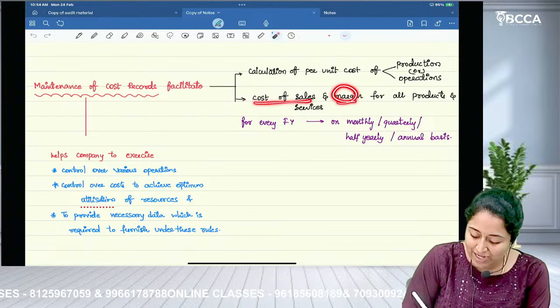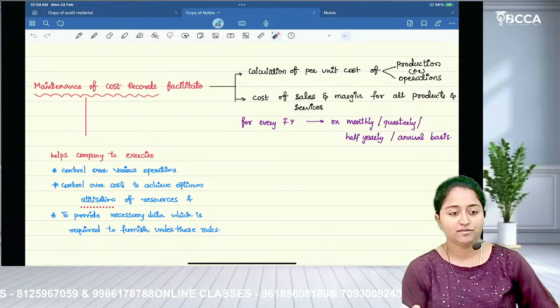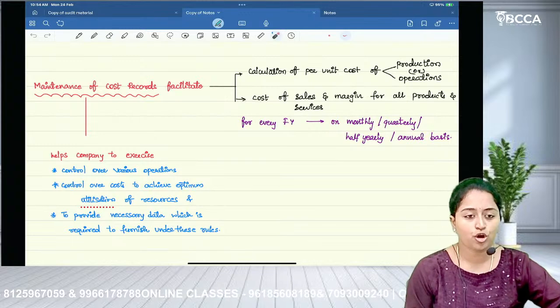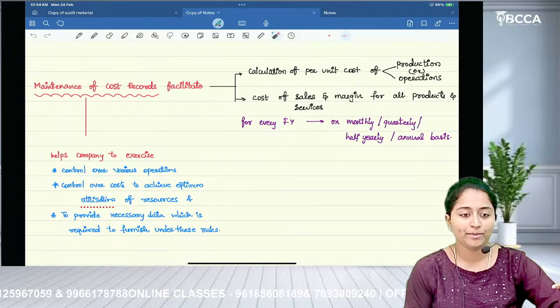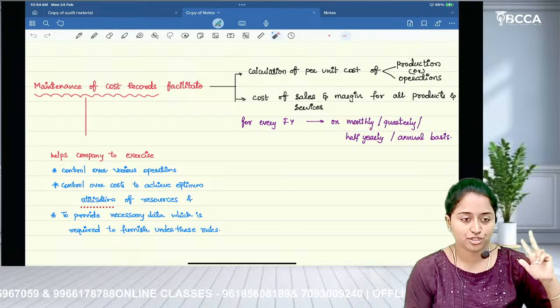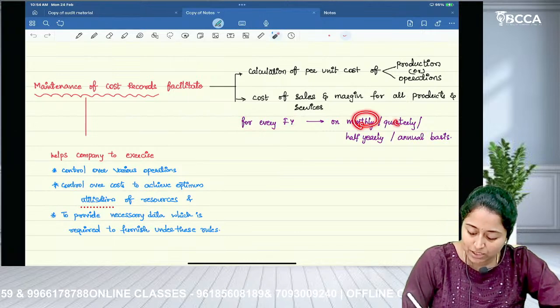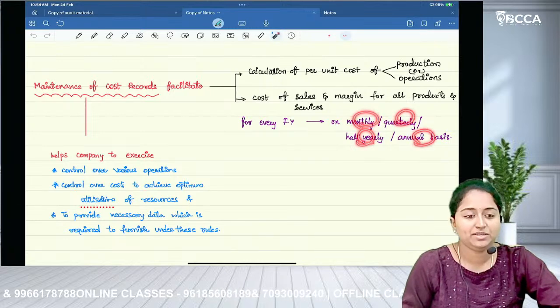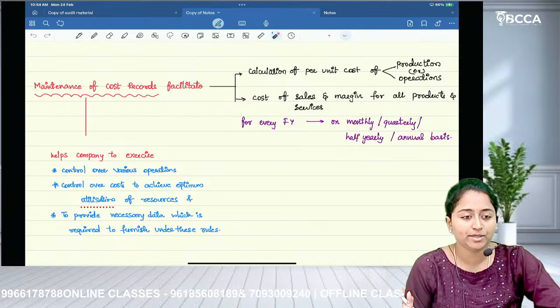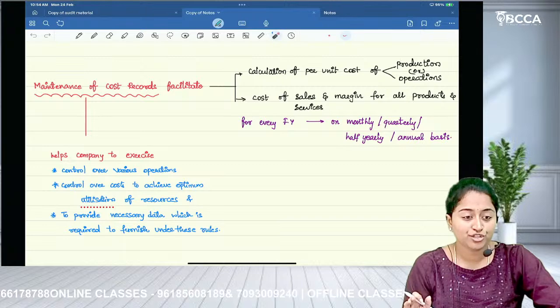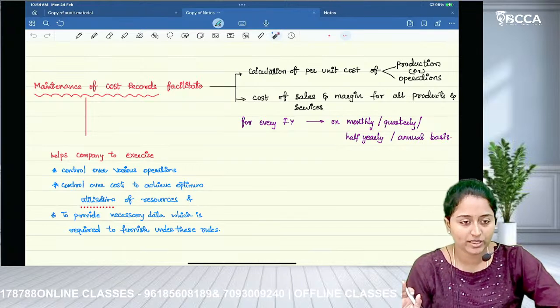Cost of sales and margin for all products and services. Now, I'll be able to know cost. I'll be able to know about sales. I'll be able to know about margin. For every year, on monthly, quarterly, half yearly, annually basis. Whenever I want to know about the per unit cost, I'll do cost records verification and be able to know it. Clear?